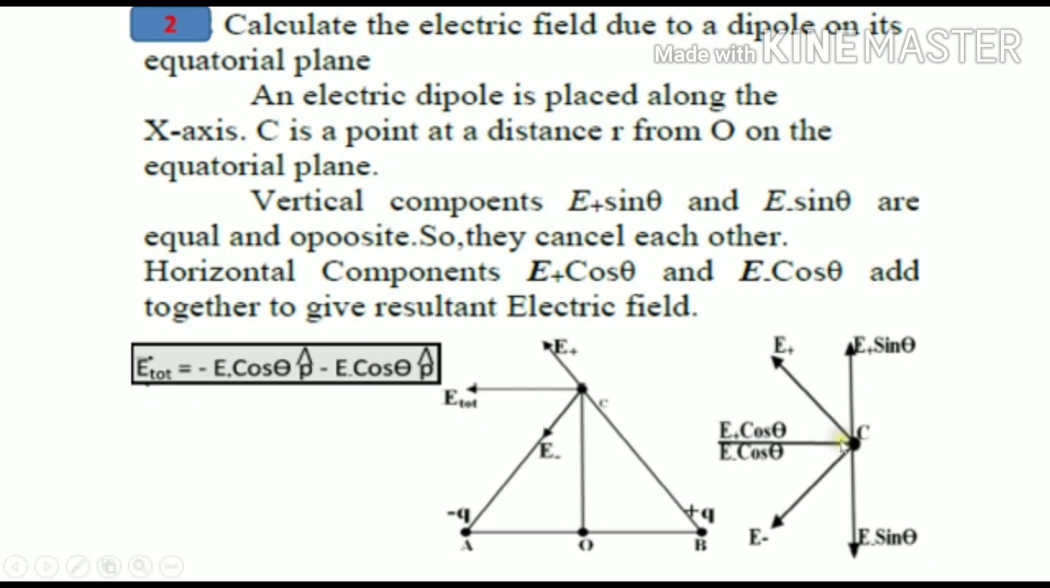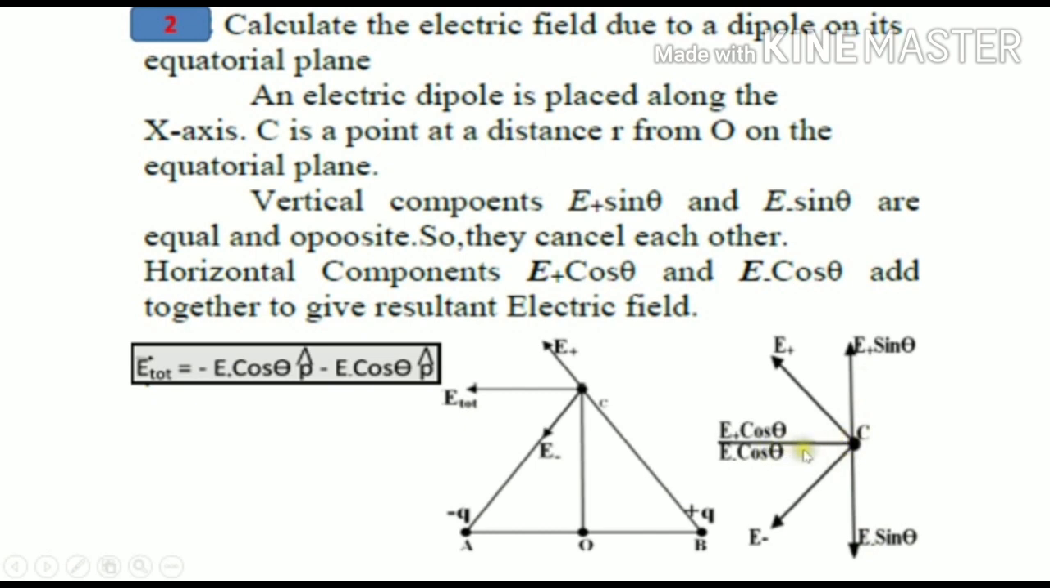The resultant electric field is resolved into two components. One is the vertical component, another one is the horizontal component. The vertical components E plus sin theta and E minus sin theta cancel each other, whereas the horizontal components due to both charges will add up.